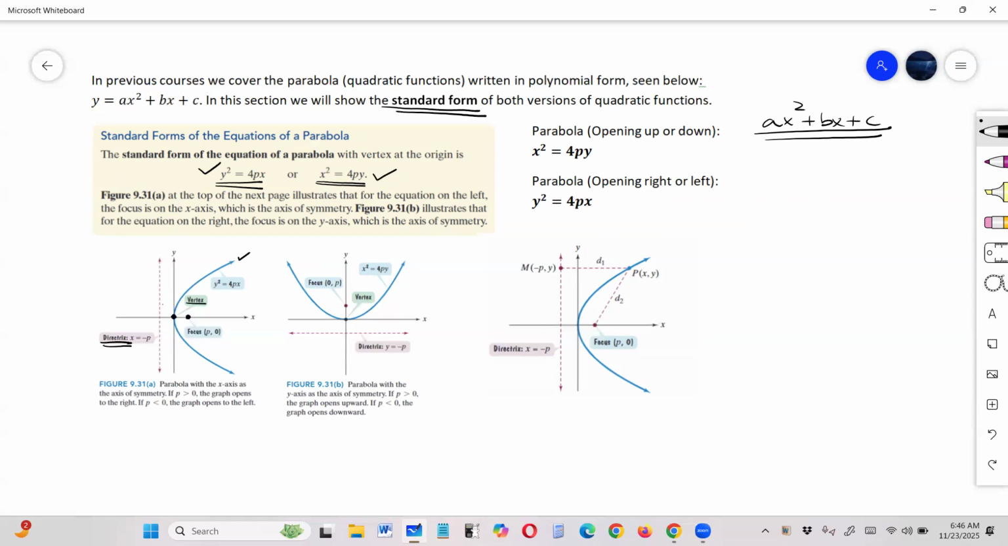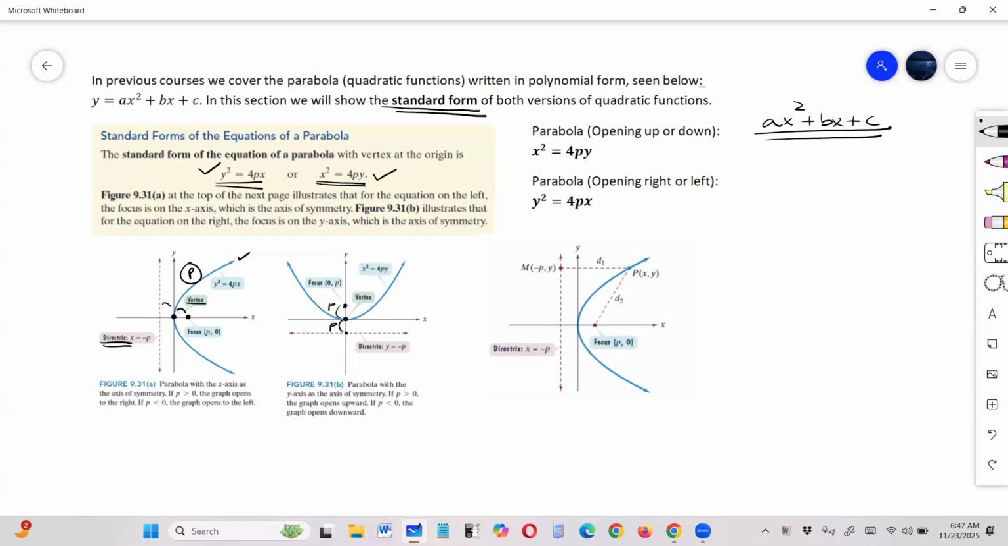Now, the distance between the directrix and the vertex, and between the vertex and the focus, is the same. We specify that by the variable p. So it doesn't matter if it's up or down, right or left, it's the same p. Here's the focus, here's the vertex, this distance is p. Here's the directrix, here's the vertex, this distance is p.